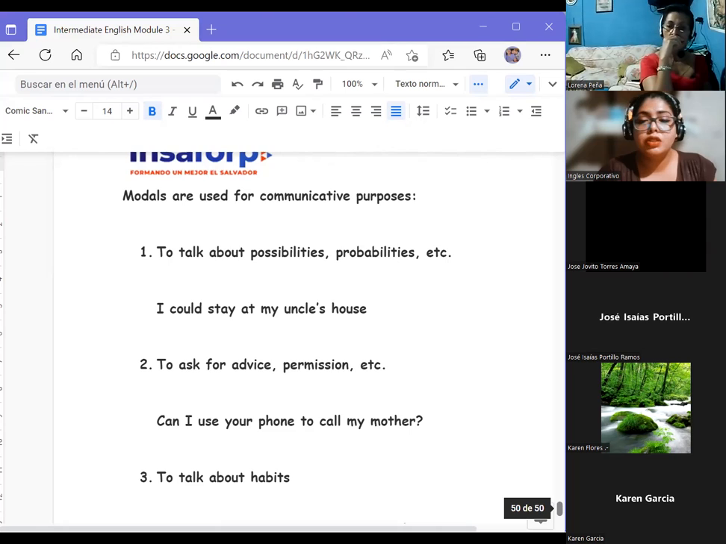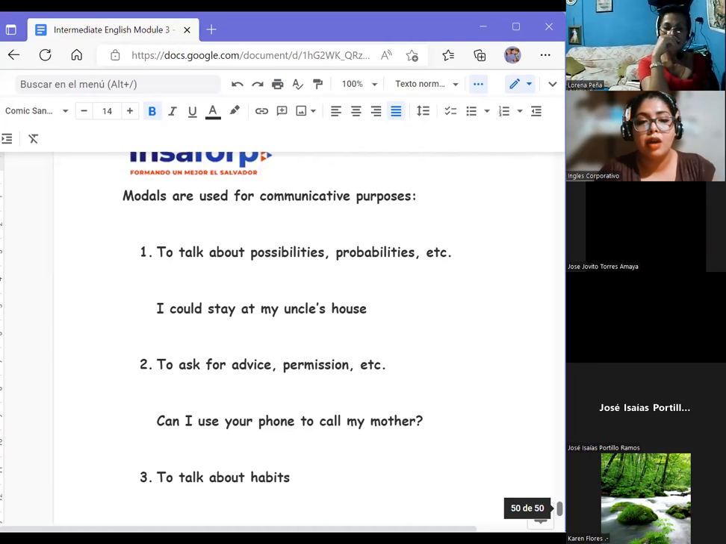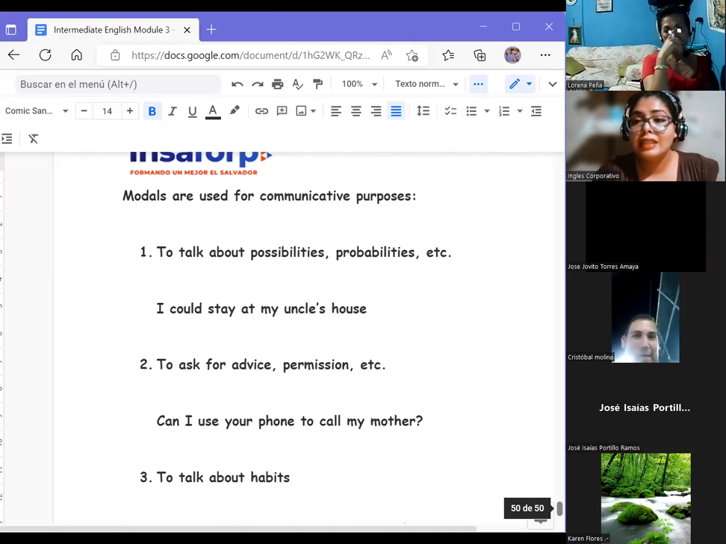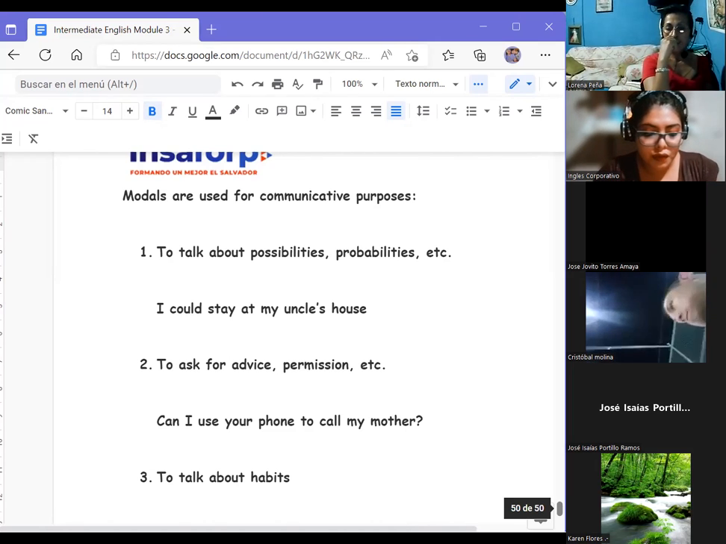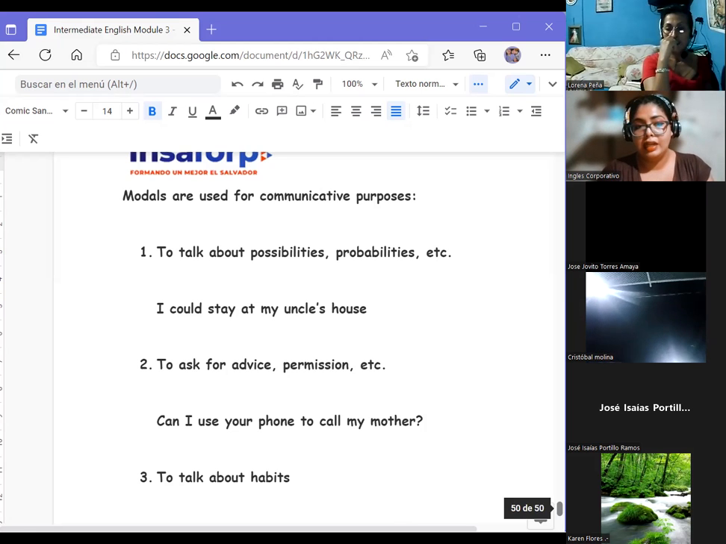Then, in number two, to ask for advice or for permission. And it says, can I use your phone to call my mother? In that case, it's asking for permission to use the cell phone. And number three is to talk about habits. And in that case, he's saying, he will go for a walk now and then.